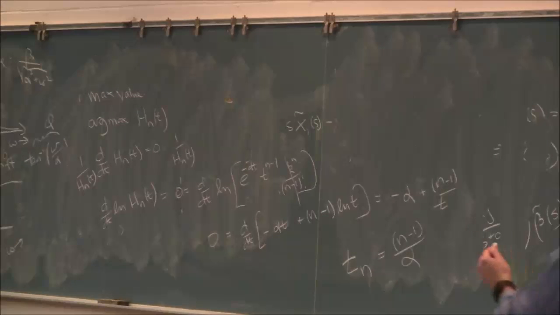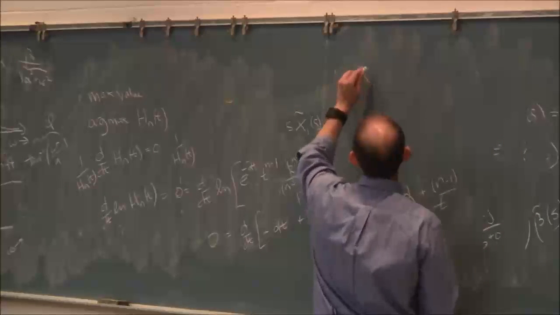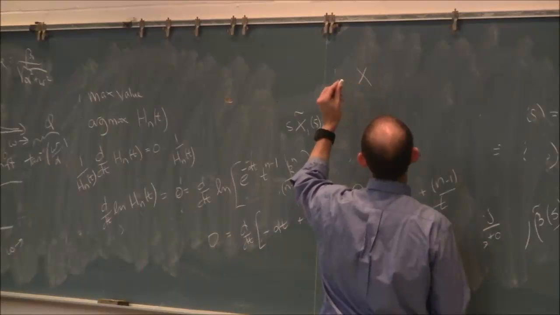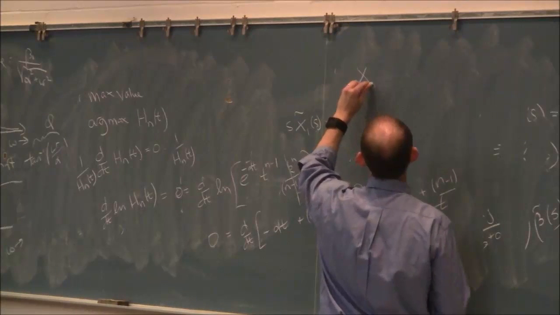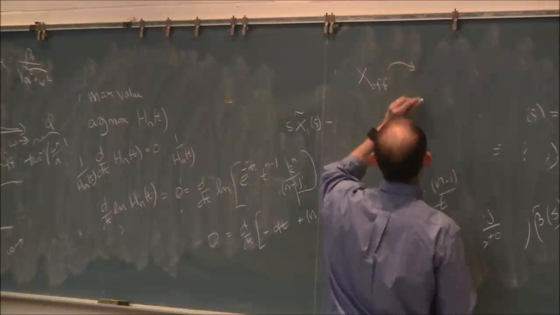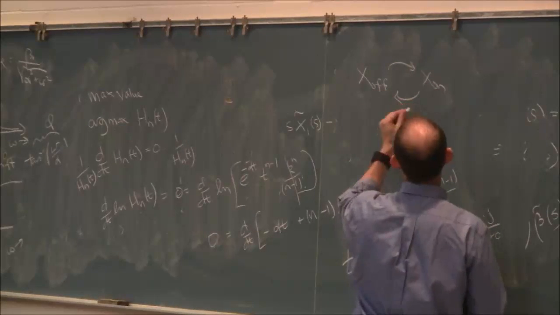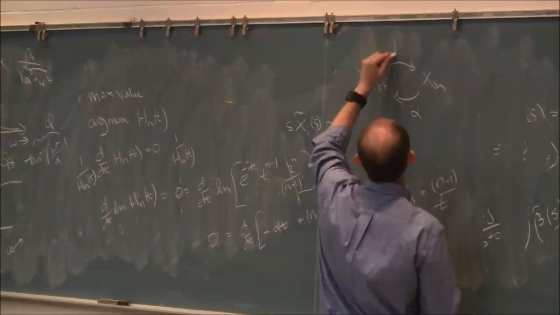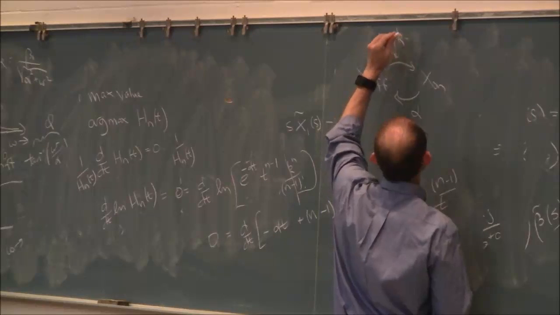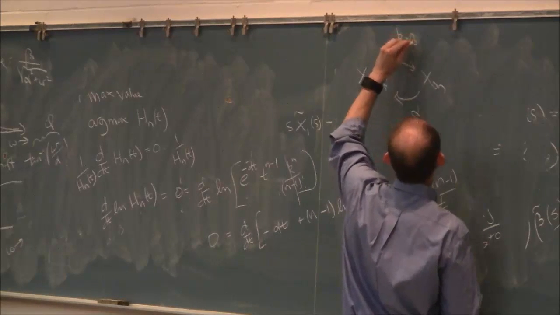We have 2 states for each level. So we have the inactive state and the active state. So this rate is alpha. This rate is k times our input, say.